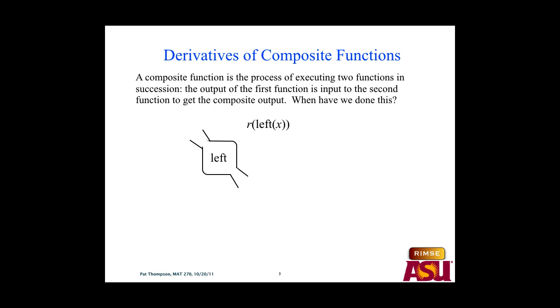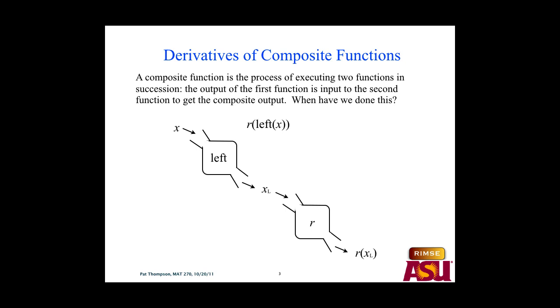So just thinking of functions as machines, I believe this diagram was in your book. If I take a variable x, put this into the left function, what I get out is left of x. I get the x value at the left end. And then I find the rate value that applies to this particular value of x. And what I get out is the end result of having used two functions in succession.